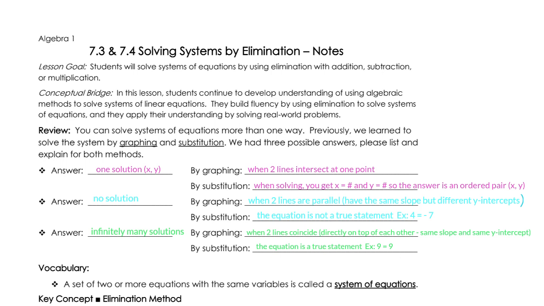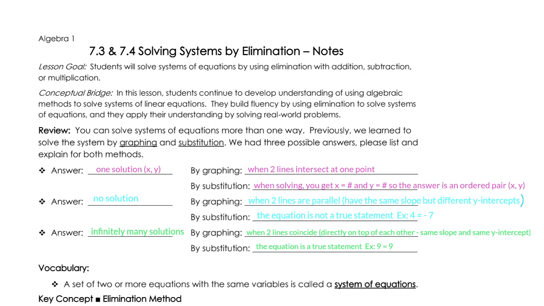Next one, you have infinitely many solutions by graphing. This would be when the two lines coincide or they are directly on top of each other. They have the same slope and the same y-intercept. And then by substitution, again, the variables would cancel completely out, and then the equation is a true statement. For example, 9 equals 9.